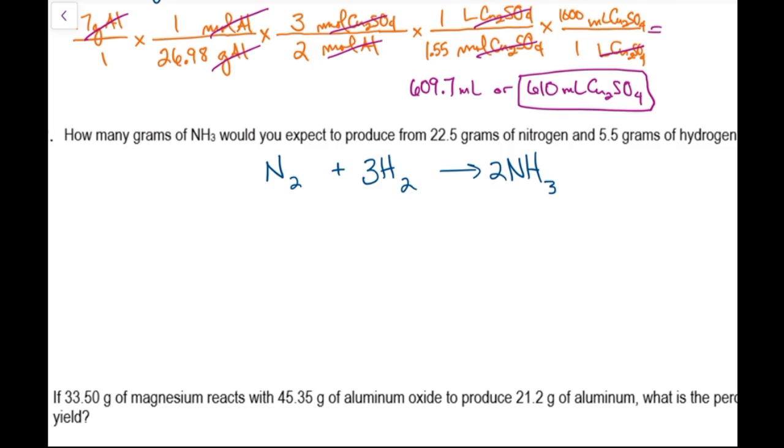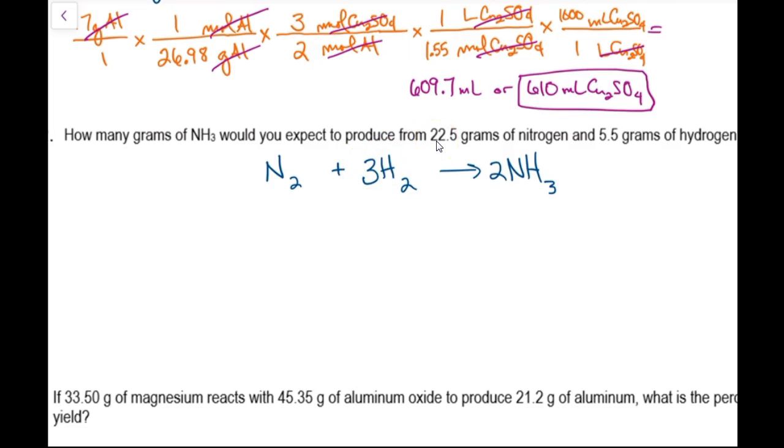Okay, so hopefully you said that we're trying to find theoretical yield because NH3 is being produced, and it's saying how much would you expect to produce. So we're looking for the theoretical yield in this problem. We're not given an actual yield, we're not being asked for a percent yield, but we are being asked for a theoretical yield.